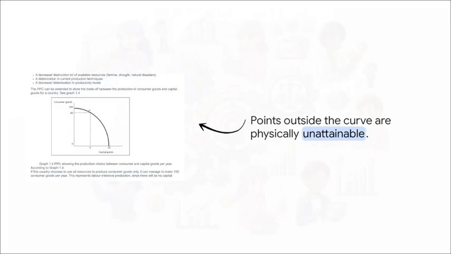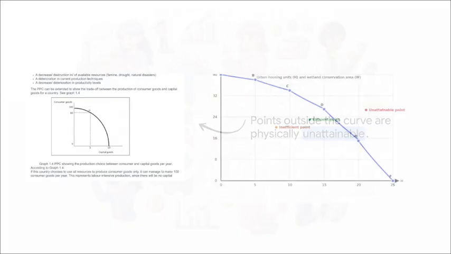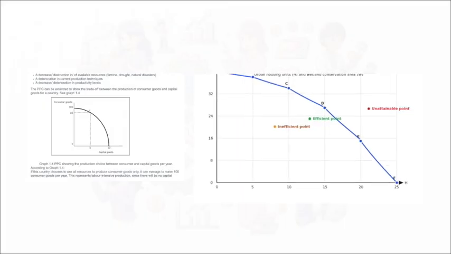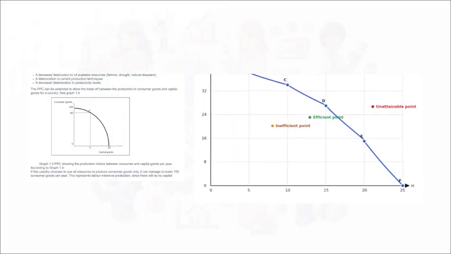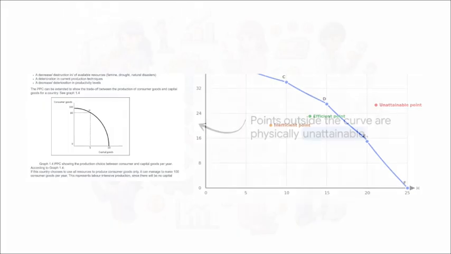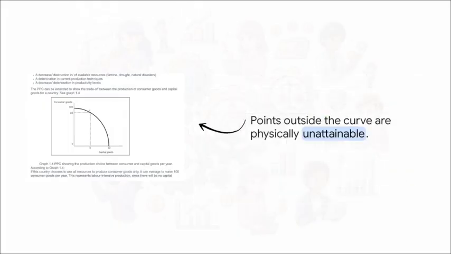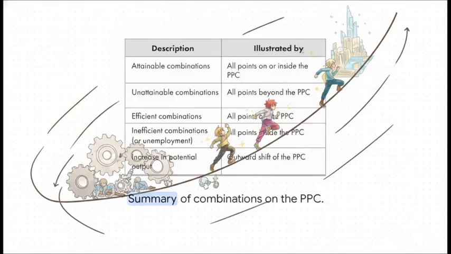to work. Conversely, any point sitting entirely outside the boundary, that's just a dream right now. Given our current limited stock of resources and our current technology, it is physically impossible to reach a point out there. So, to quickly summarize these vital spatial rules, on the curve means efficient. Inside the curve means inefficient, basically unemployed resources, and outside the curve means unattainable. Grasping these specific positions is absolutely key to reading this model like a true economist.